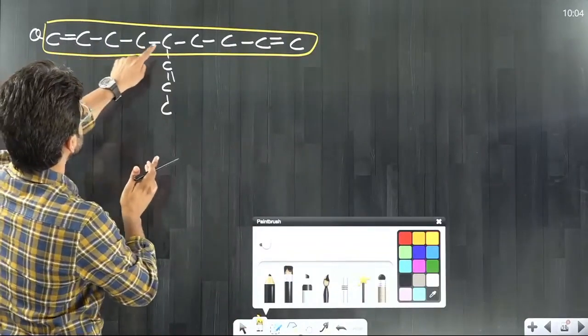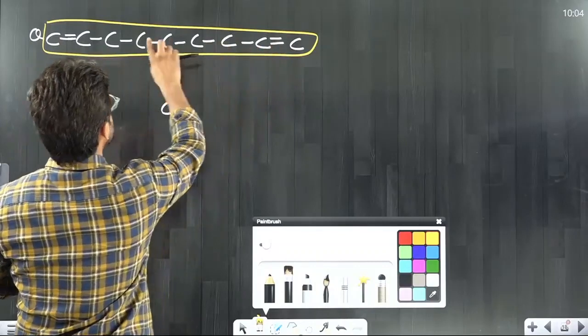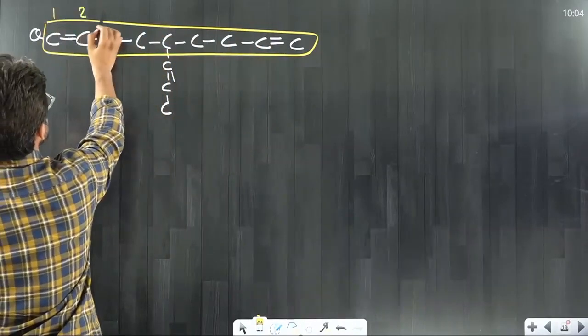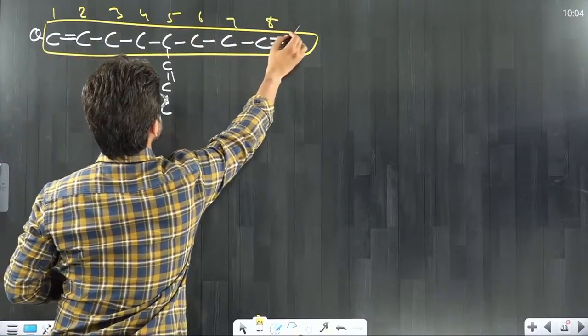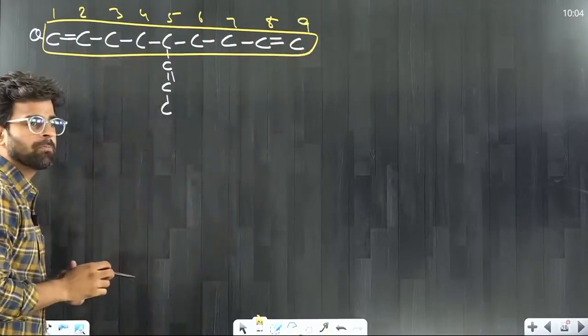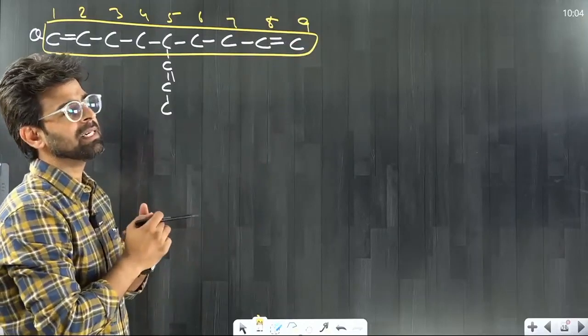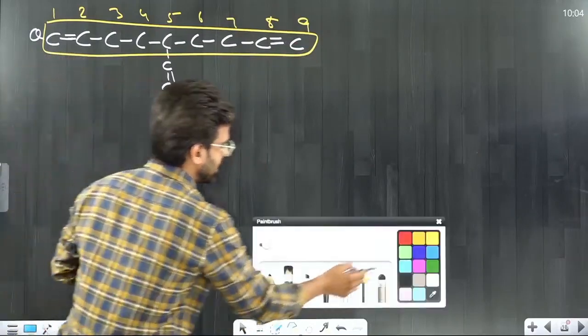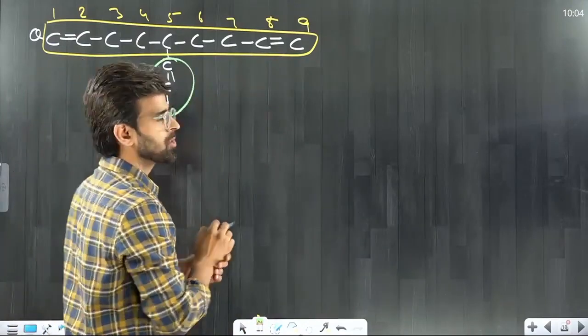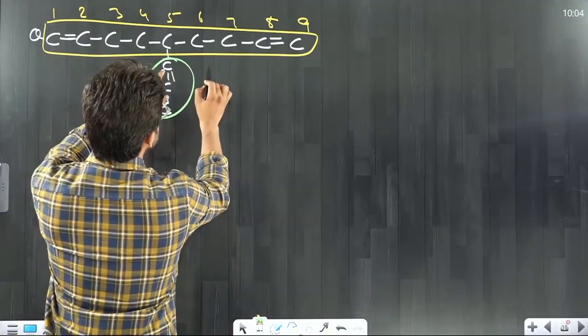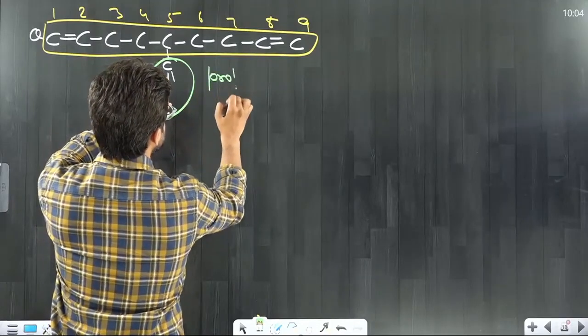1, 2, 3, 4, 5. Same thing. I'll start from here. 1, 2, 3, 4, 5, 6, 7, 8, 9. Right? So please tell me the numbering. Tell me the name of this compound. It is my substituent. What do we call this? You can call it just propenyl.